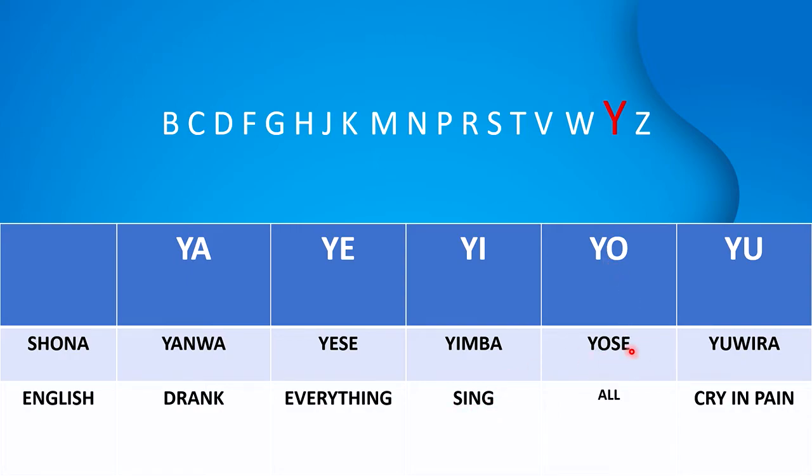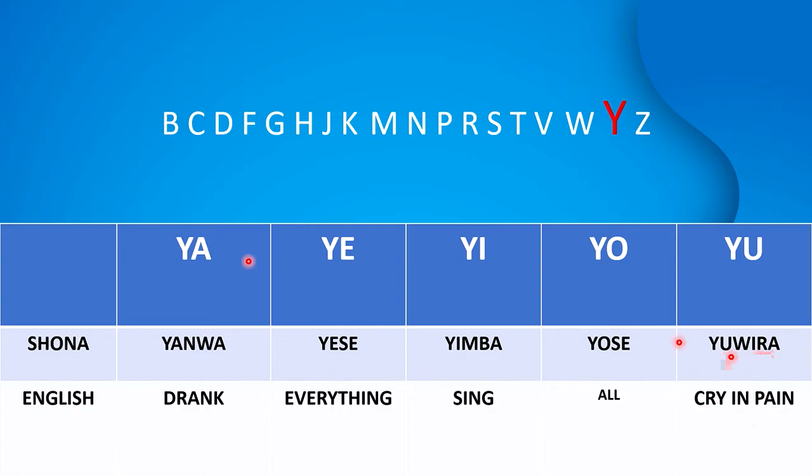Yo: Yose. That's "all" in English. Yu: Yuira. That's "cry in pain" when we translate that word into English.